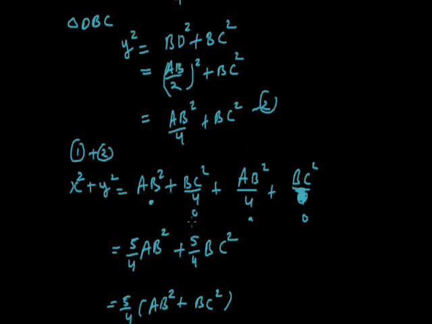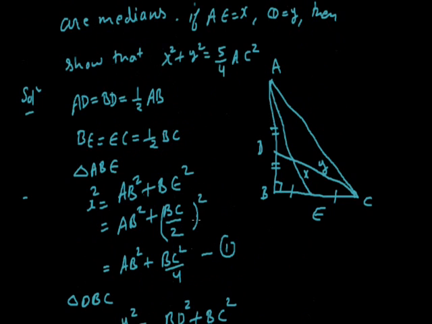So AB square plus BC square is nothing but AC square because ABC is also a right angle triangle. The side opposite to 90 degrees is AC. So we can again say that in triangle ABC, AC square is equal to AB square plus BC square by Pythagoras theorem.